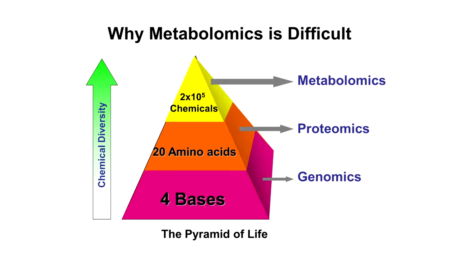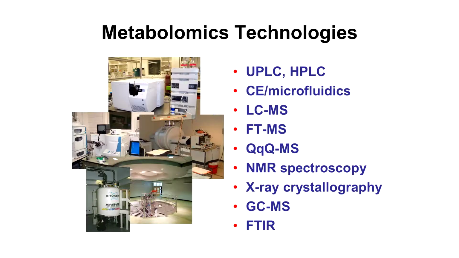So in genomics, you can basically use a single instrument, a DNA sequencer, and you can sequence all you want. With proteomics, you can use one or two types of instruments. In metabolomics, you have to use a whole range. You have to use a whole range of different chromatographies, capillary electrophoresis, liquid chromatography, microfluidics. Use a whole range of different types of mass spectrometers, some for measuring polar molecules, some for measuring metals. Of course, we use NMR spectroscopy, sometimes to characterize the actual structure of compounds.